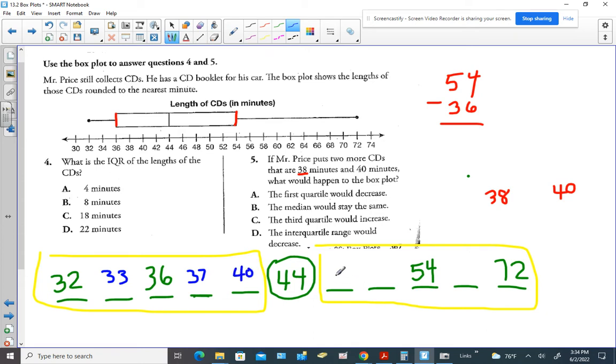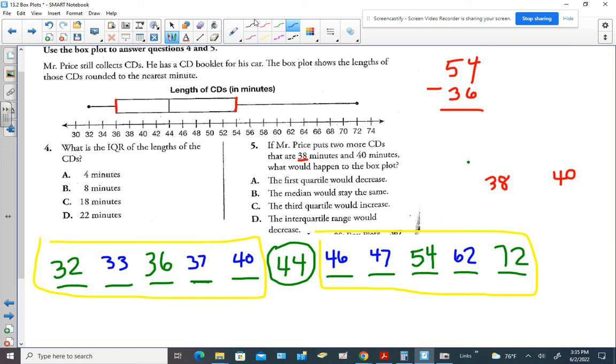Now, likewise, I could put some numbers that would be on this end. So maybe we might put in, how about we throw in a 46? How about we throw in a 47? And how about we throw in like a 62? All right, just as hypothetical numbers, and it could be. Now, if this is the data set, this box plot would go with what I have written here, even with the hypothetical numbers. So now it's a question of what would happen if we slipped in these two numbers.